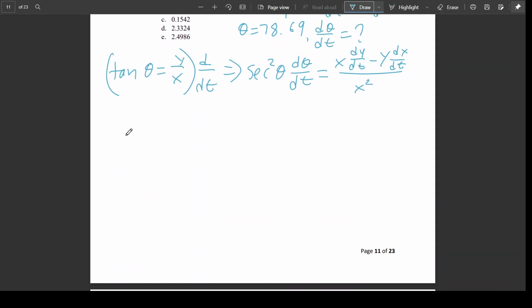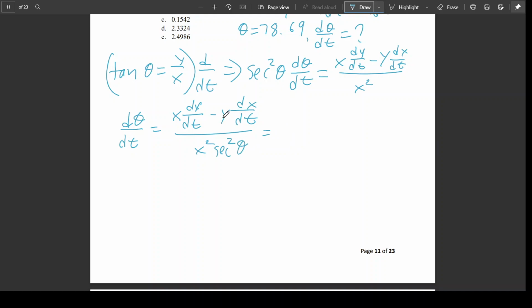Now I can solve this for d theta dt, because that's what I'm looking for. And that's just going to be taking the secant squared theta and bringing it down. This is going to be x dy dt minus y dx dt over x squared. Okay, and what this is going to be, oops, sorry, I forgot the secant squared theta. I apologize. Secant squared theta.